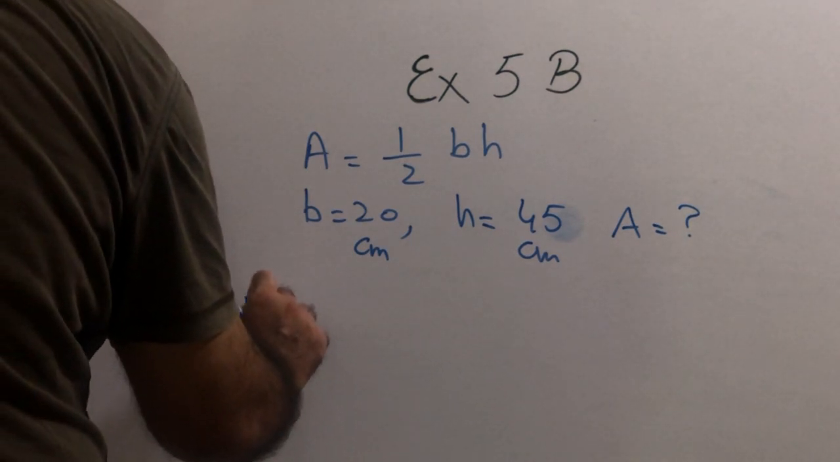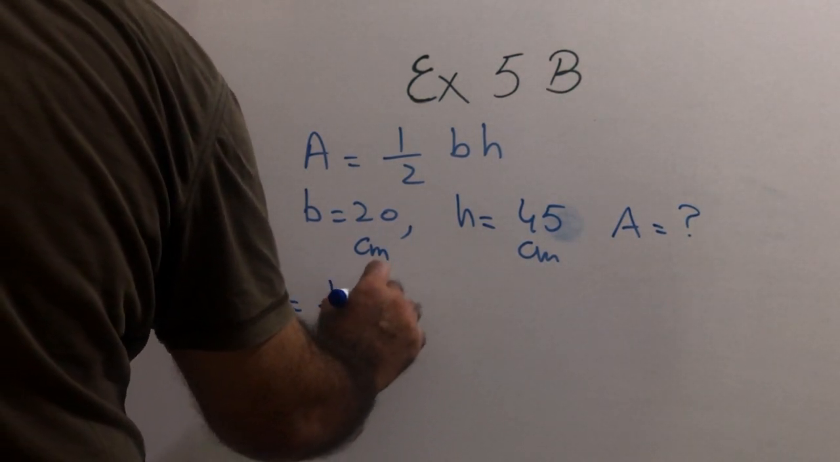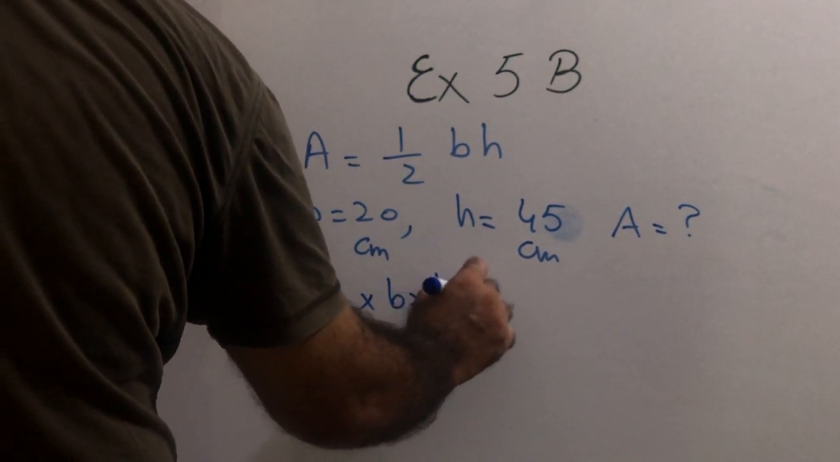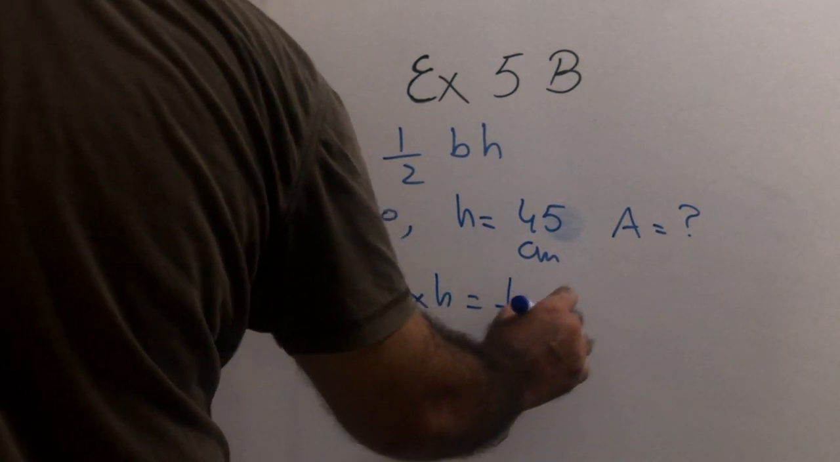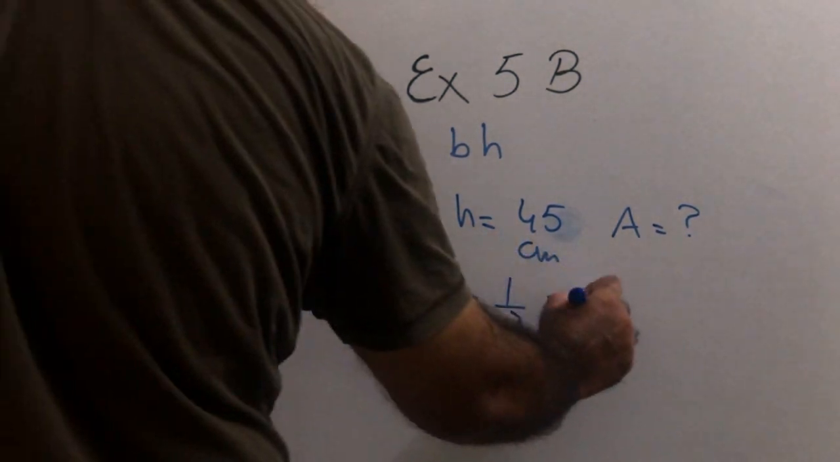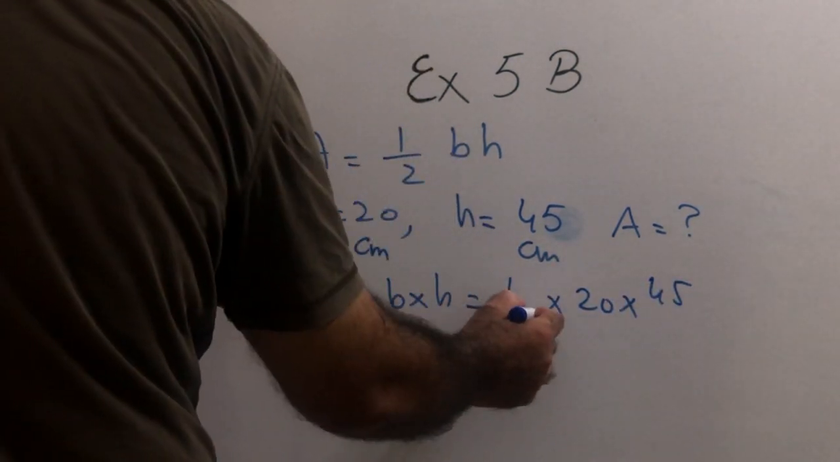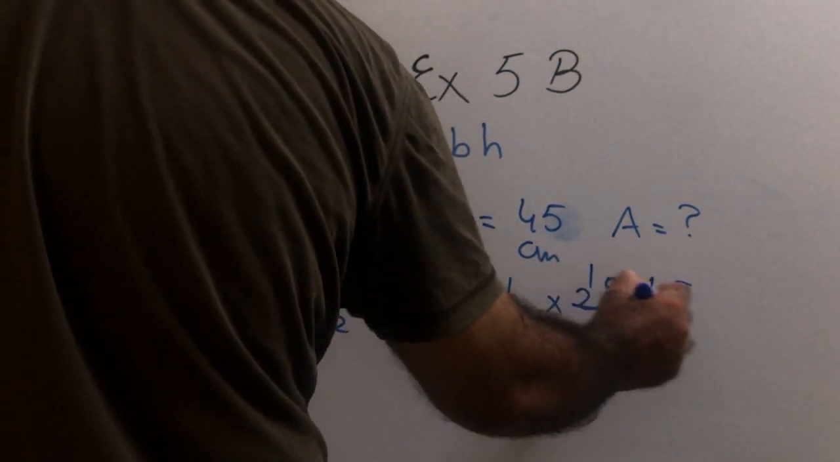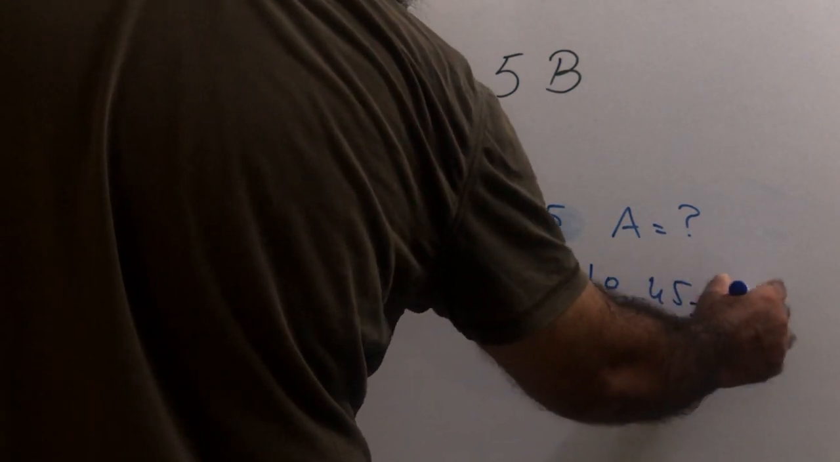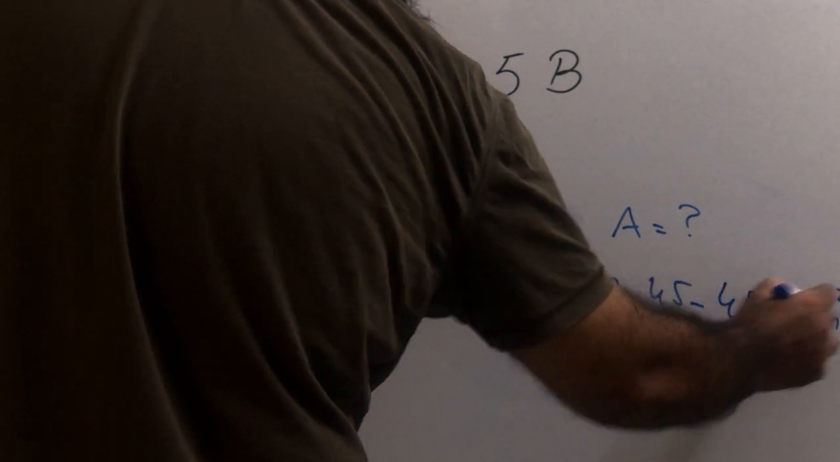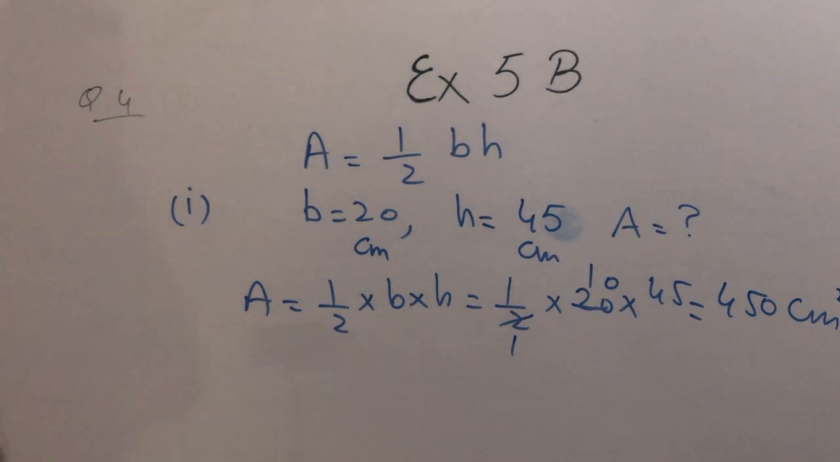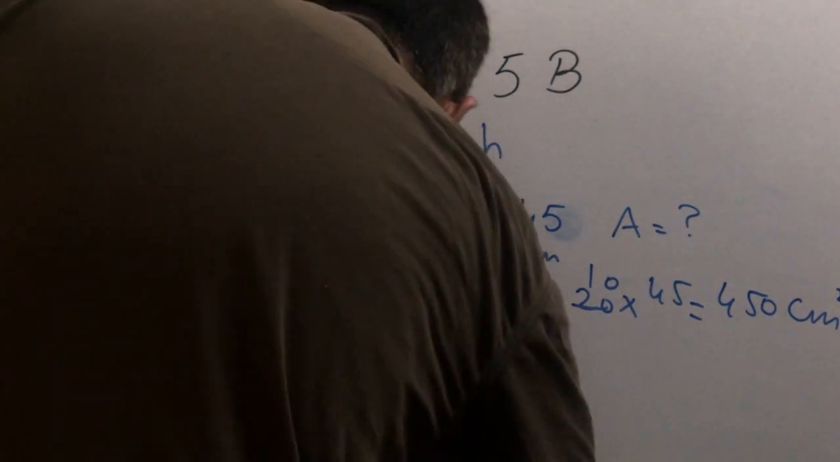So we know that A is equal to half into B into H. We will just plug in the values. B is given as 20, H is given as 45. Okay, simplify: 2 ones are 2, 2 tens are 20, 45 into 10 is 450 centimeter square. This is the answer for part 1.